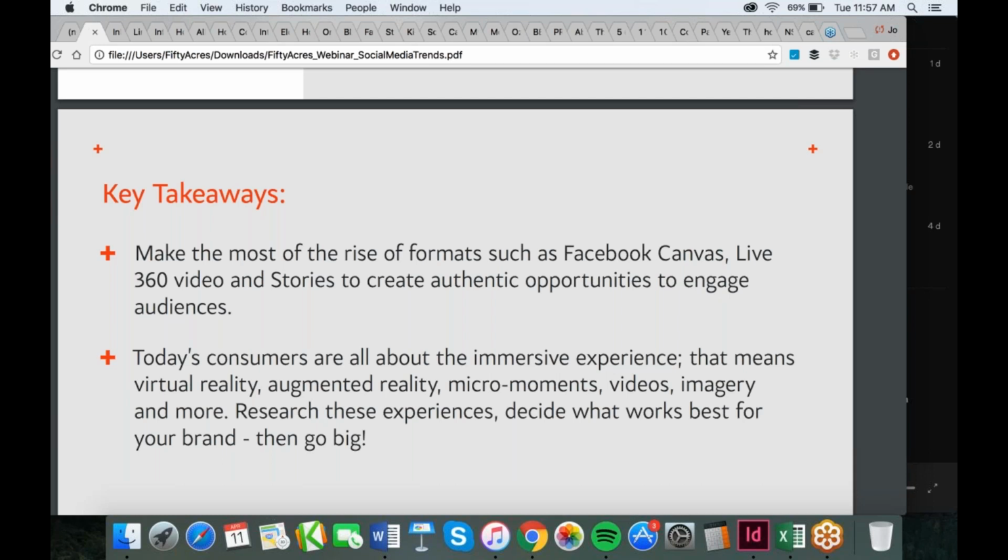Today's consumers are all about the immersive experience. That means virtual reality, augmented reality, micro moments, videos, imagery, and more. Research these experiences. If you don't know what those mean, look them up. Look up what virtual reality is. Look up the difference. I did a few months ago a webinar on the difference between virtual reality and augmented reality. You can look it up if you're interested. But if it's something that you're not familiar with, look these things up because it's well worth your time getting across them.